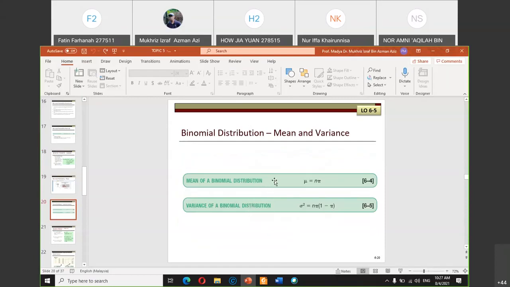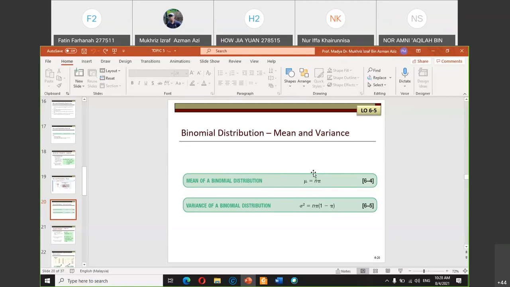And just like any other distribution, whenever you deal with a probability distribution, you can also calculate the mean and also the variance. Because when we learn what the mean is, the measure of location, we want to know what is the average value, the value in the middle of the distribution. And also we want to know the measure of the spread of the data, the dispersion, which is the variance.